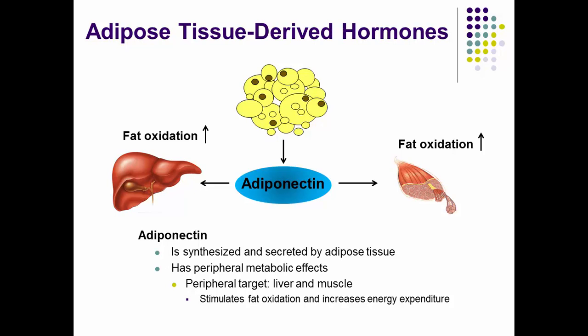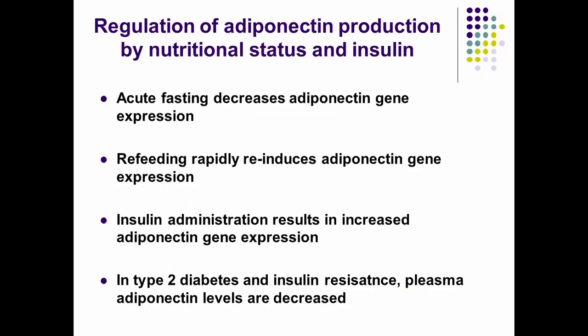It's also synthesized from the adipose tissue, and it also decreases during starvation. Similar reason, right? Adiponectin also increases fat oxidation, and we don't want to burn too much fat during fasting. So in the fasting condition, adiponectin levels also go down, and refeeding quickly restores adiponectin production from adipose tissue. And insulin can also stimulate adiponectin gene expression and production.